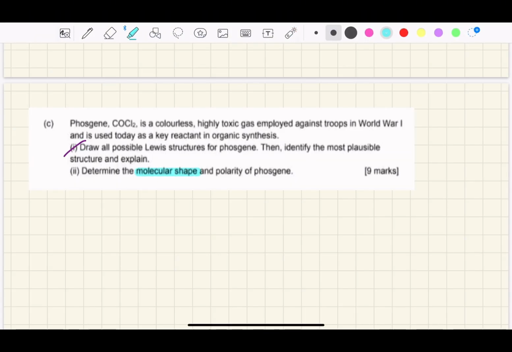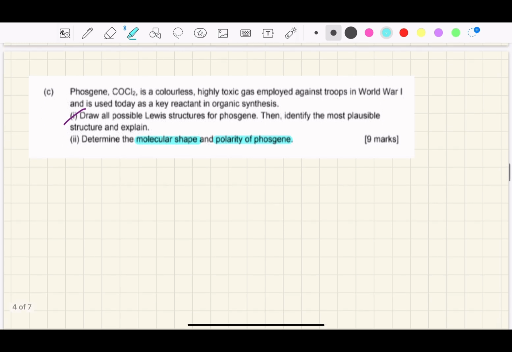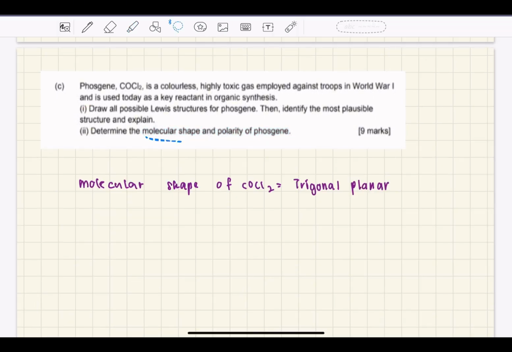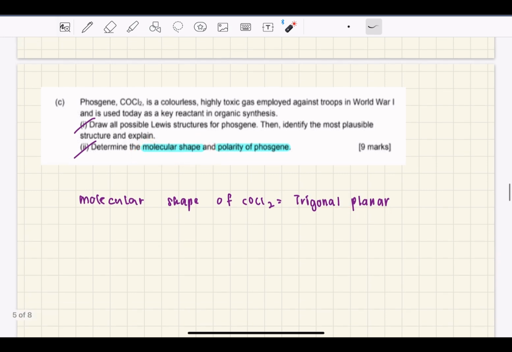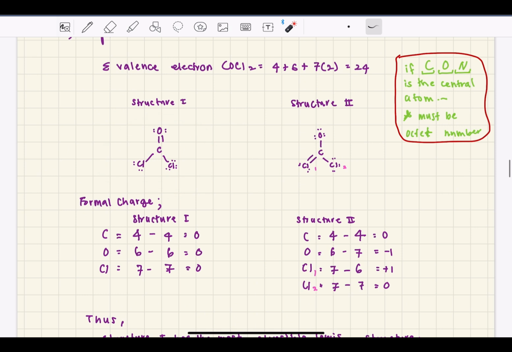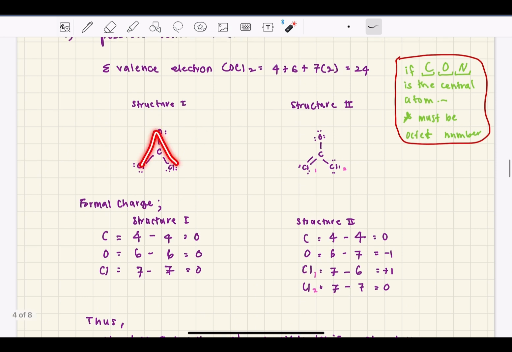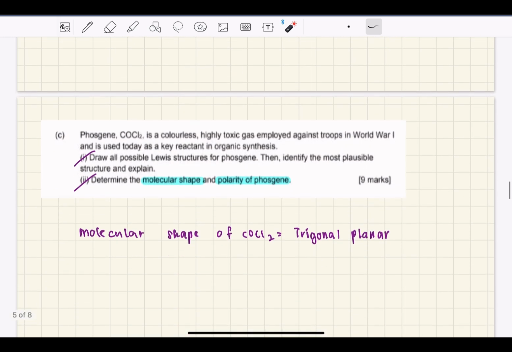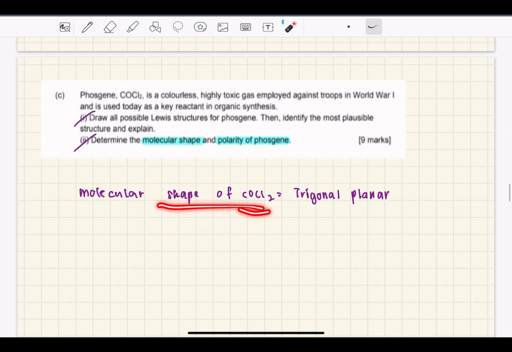Part C2: determine the molecular shape and polarity of phosgene. The molecular shape is trigonal, because from structure 1 we know it's like trigonal planar. Planar means plane, right? So trigonal in a plane. So the molecular shape of COCl2 is trigonal planar.